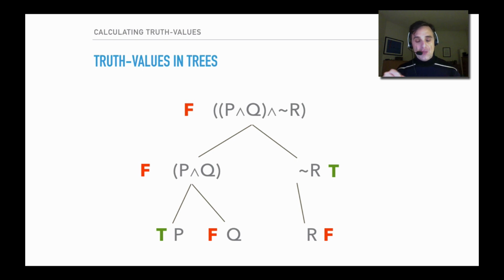So what we see here is that once we find out what the truth values are for P, Q, and R, we can use our definitions of negation and conjunction to make the truth values go up the tree until they get to the very top. And then we know that when P is true and Q is false and R is false, the whole thing is false. Okay, so that's how it works.